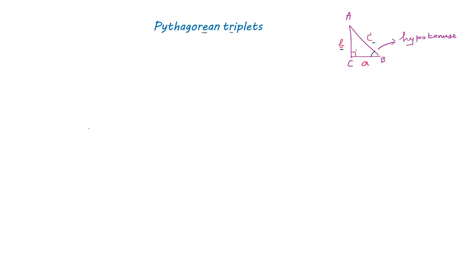Now there is a relation between a, b and c, as we all know, given by Pythagoras theorem. What is that relation? a squared plus b squared is equal to c squared. This theorem is written in mathematical form here. Now the numbers a, b and c are called Pythagorean triplets.